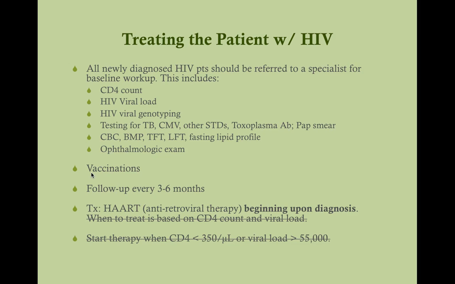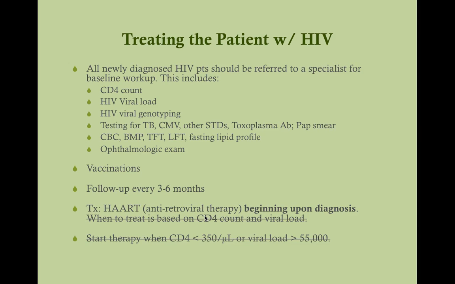You want to make sure that all patients who are newly diagnosed with HIV get their vaccinations. Now, if they do happen to go on to develop AIDS, some vaccines you won't be able to give them. So it's ideal that they get all their vaccinations now. You want to follow up every 3 to 6 months, and then the treatment is HAART, so anti-retroviral therapy.